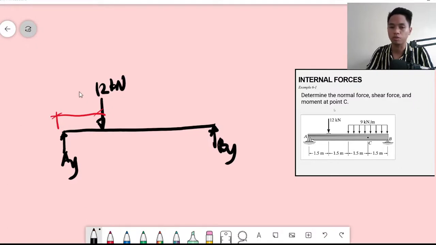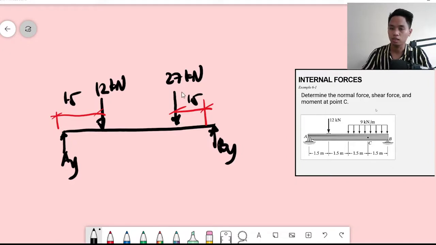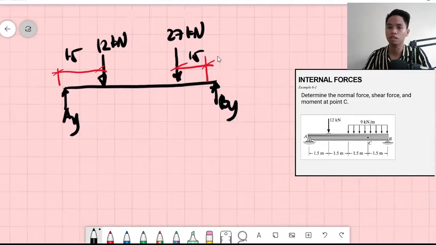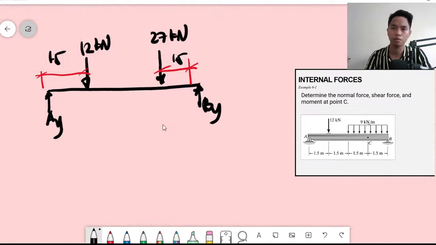1.5. Then the distributed load is 9, multiplied by the width of 3, so 9 times 3 should be 27. It acts at point C again, because that is the centroid of the distributed load. That should be 27, and the distance is again 1.5. You should already know the shortcut for distributed loads and their resultant force.